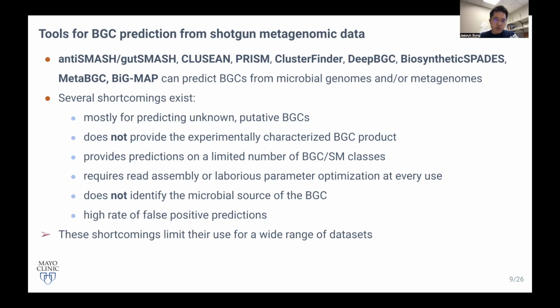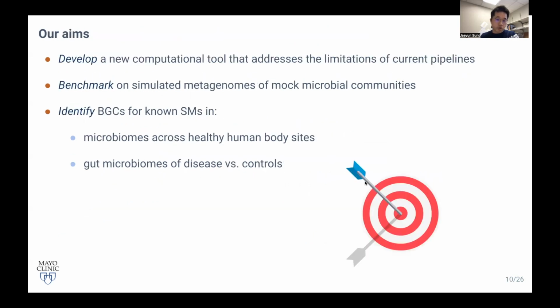But when testing these tools on our own simulated metagenomes of known community composition, we found that these methods lead to a ton of false positives. Hence, these shortcomings really limit their use for a wide range of metagenomic datasets. Thus, our goals were threefold: to develop a new computational tool that addressed the limitations of current pipelines, benchmark our tool on simulated metagenomes of mock microbial communities, and identify BGCs and their known secondary metabolites in different human body sites and diseases.